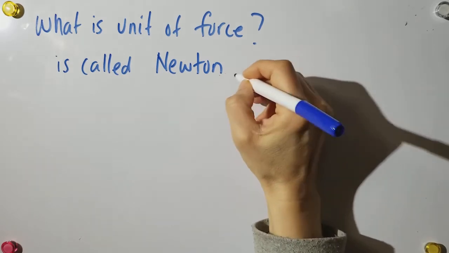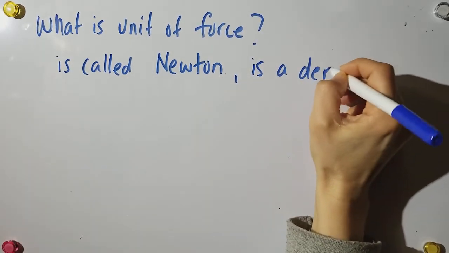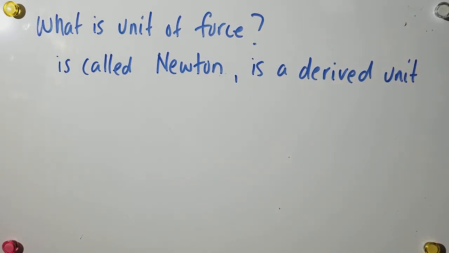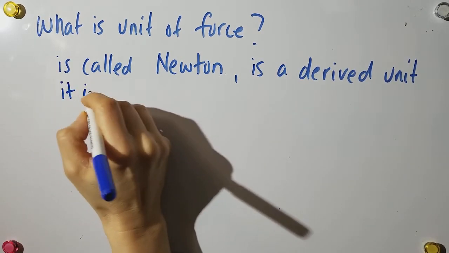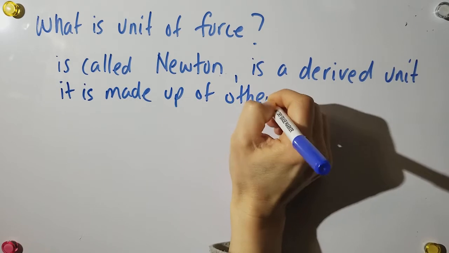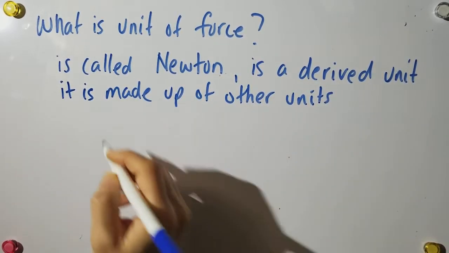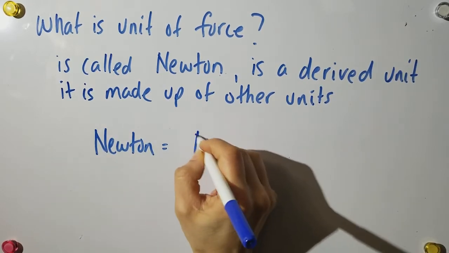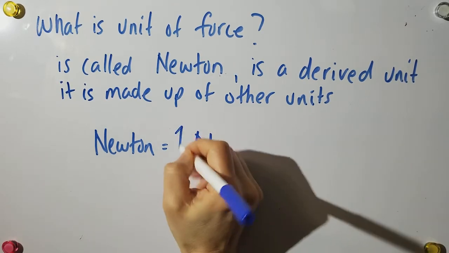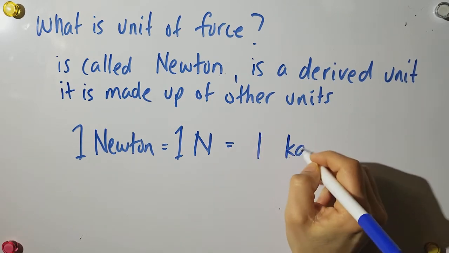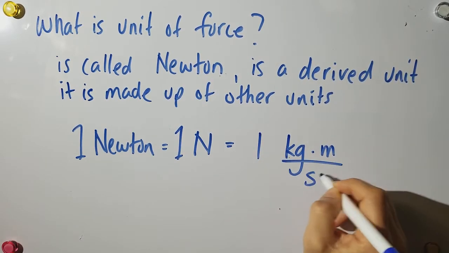So a Newton is a derived unit. It's our first derived unit. What does the derived unit mean? Well, derived unit actually means it is made up of other units. So a Newton, which we indicate with a capital N, all right, is actually equal to 1 kilogram meter per second squared.